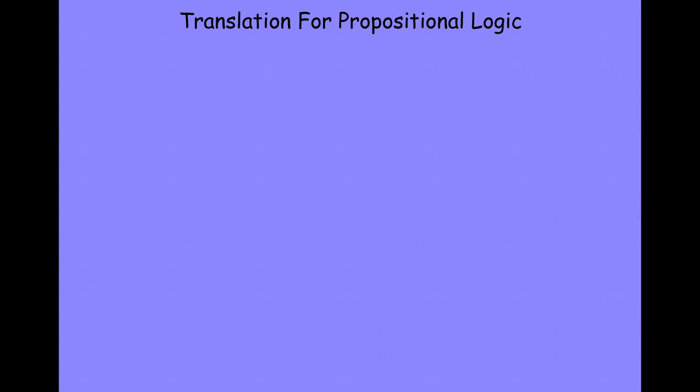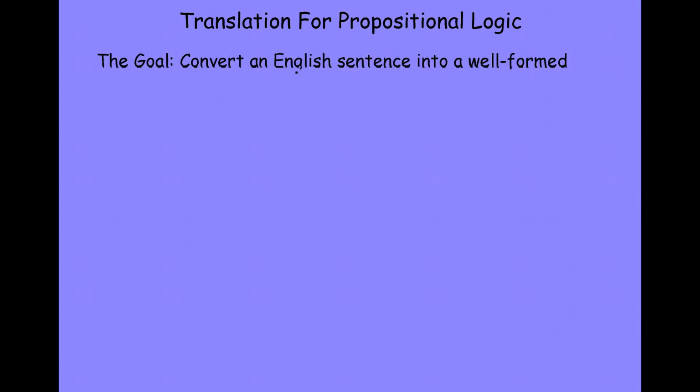Remember that in categorical logic, our goal was to take an English sentence and to reformulate it as one of those 4 standard form categorical statements, but to leave it in English. In translation for propositional logic, our goal is to take an English sentence and to translate it completely into our formal system. So our final product is going to have nothing but capitalized letters to represent simple statements, logical connectives to talk about the relationships between simple statements or to modify the truth values for simple statements, and parentheses to disambiguate the scope for those logical connectives.